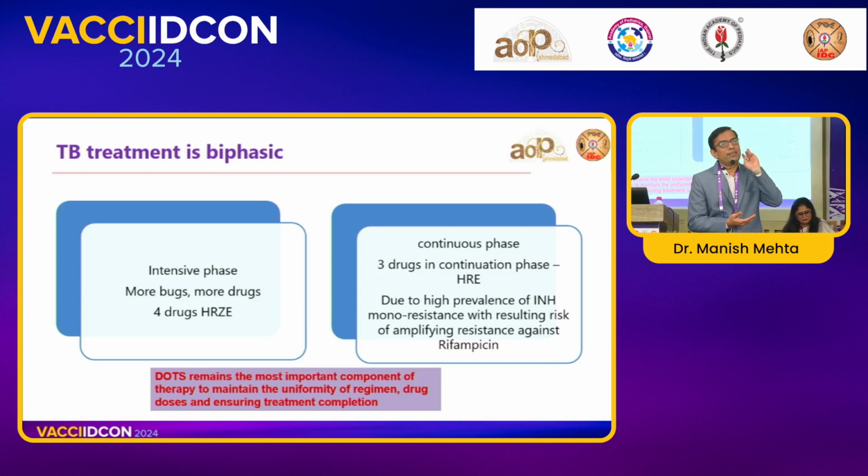If SGPT is more than 3 times with symptoms, or more than 5 times without symptoms, stop your first line drugs, start ethambutol and levofloxacin, and then check your SGPT level, initially every 1 week, then every 2 weeks. Once it goes down to less than 2 times, then you can start adding your drugs. First add rifampicin, then isoniazid, and last is pyrazinamide.